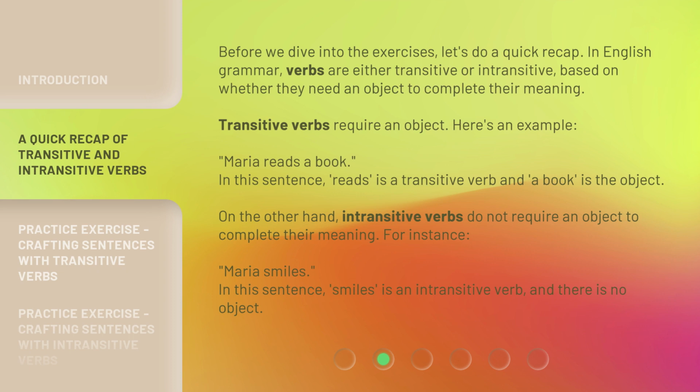On the other hand, intransitive verbs do not require an object to complete their meaning. For instance, Maria smiles. In this sentence, smiles is an intransitive verb, and there is no object.